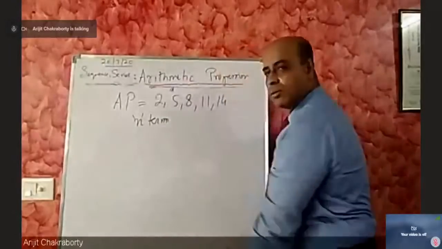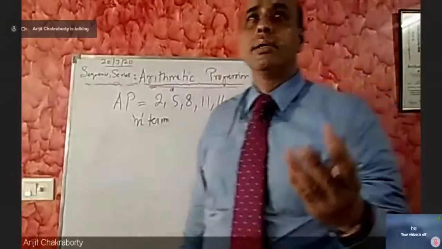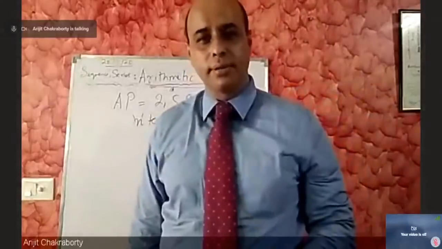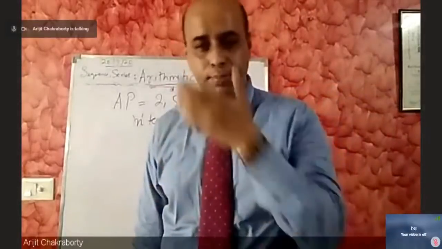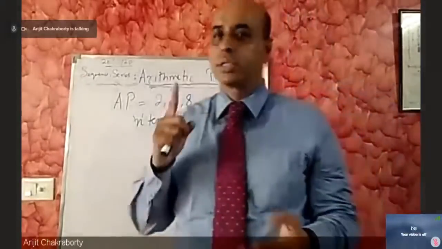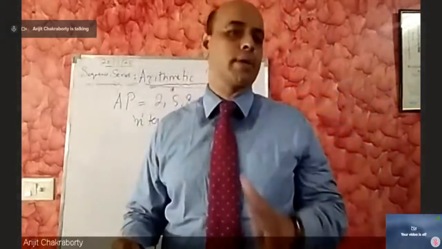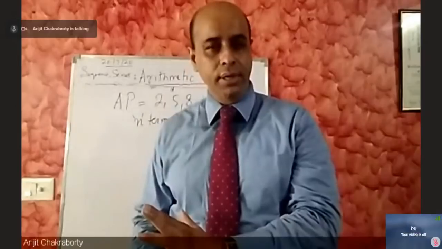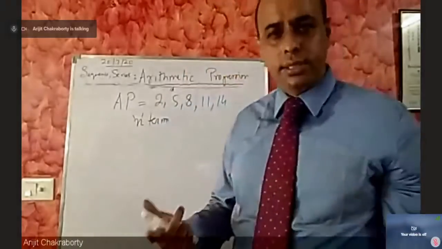You have to remember only how many? 3, 4, 5 formulas. This is otherwise a very easy chapter, and the numericals, as I said, will be at least 2, and at the most you can expect 4 numericals, maybe 2 from arithmetic progression, 2 from geometric progression, and 3 is more.